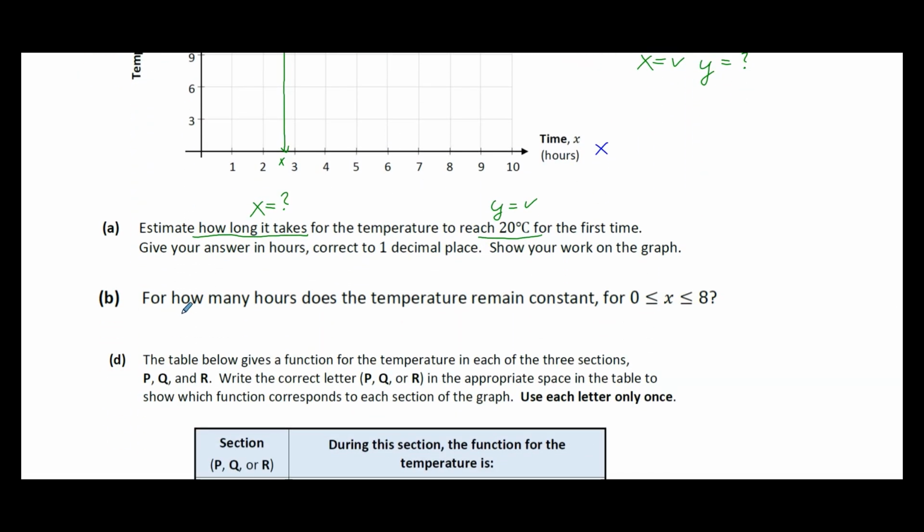Now, the next part is saying for how many hours. So again, this is about values of x. Does the temperature remain constant? So they are saying when y is the same number all the time, isn't it?